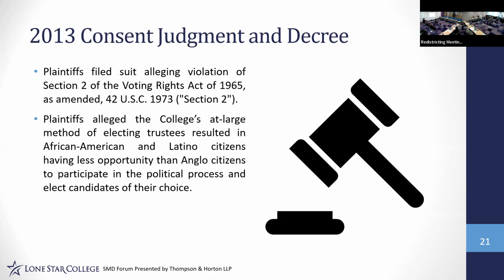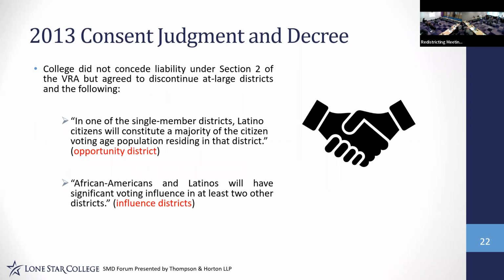So let's talk about the consent decree. So in 2013, the Lone Star College system was actually all at large. It was not a single member district system. It was sued by a group of plaintiffs to go to single member districts, and to resolve that lawsuit, the system voluntarily agreed to go to single member districts. And so the consent decree ordered by a court was entered, requiring the Lone Star College system to go to single member districts. And as part of that, the judge determined what some of those single member districts must look like. And so if you'll go to the next slide, we've got 2 constraints.